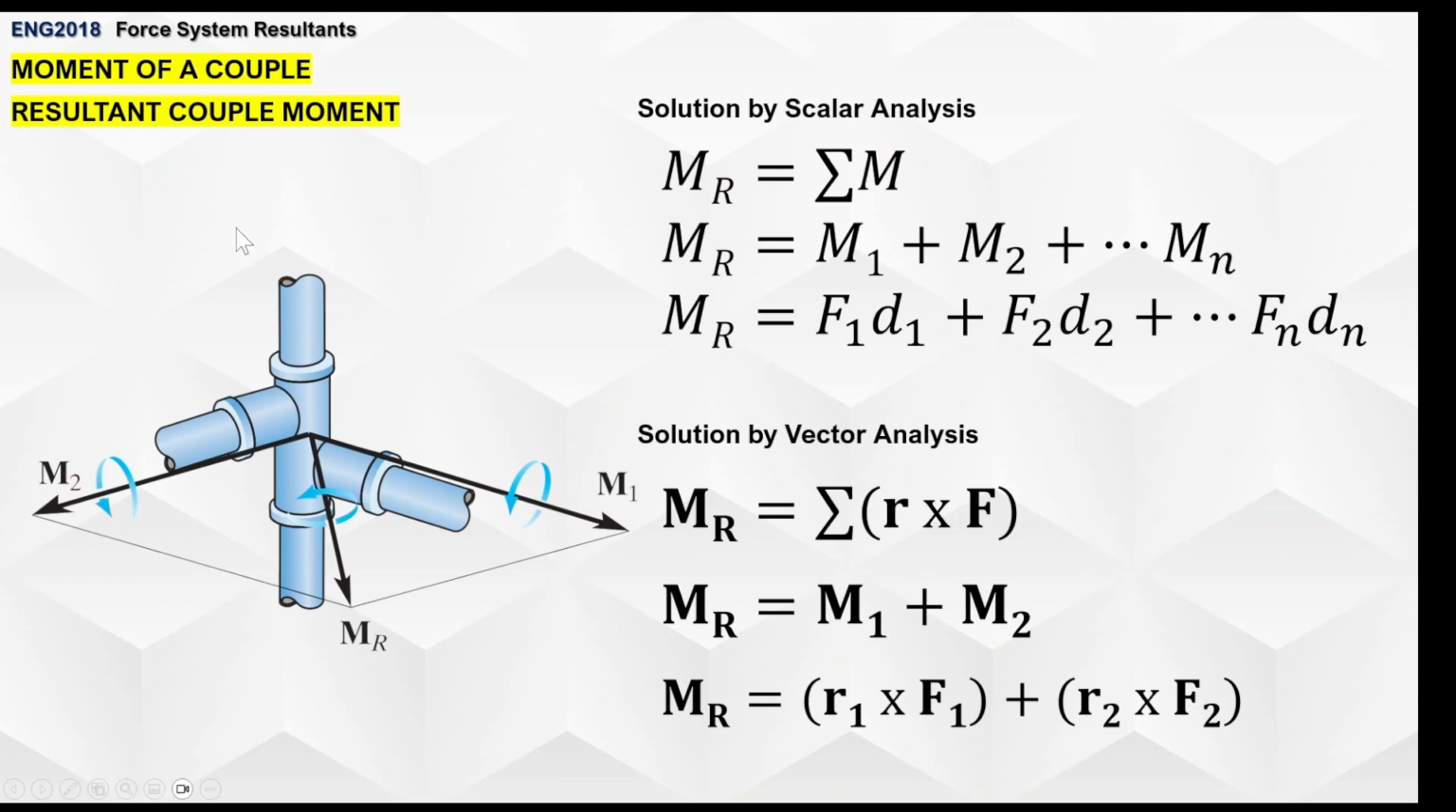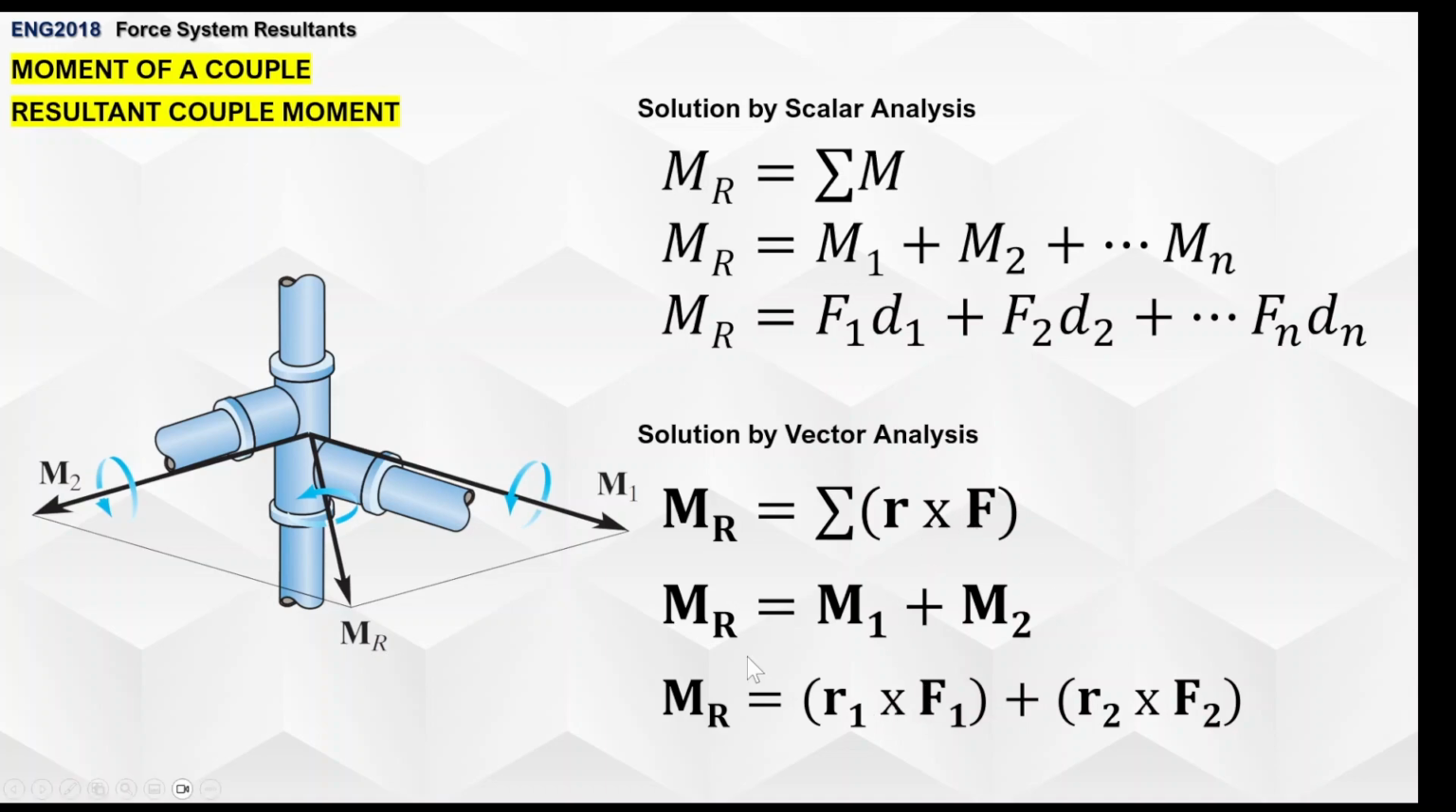Now, what if there's multiple moments naman and they're not exactly the same like that particular flywheel naman. So we can talk about resultant couple moment naman. So if you recall, we have a solution by scalar analysis. When there's multiple moments, we get the summation of all the moments here. And summation of multiple moments is simply the summation of all the products of force and their perpendicular distances. However, it's a lot easier when we're talking about vector analysis naman kasi we're just gonna get the summation of all the cross products of respective position vectors and force vectors.